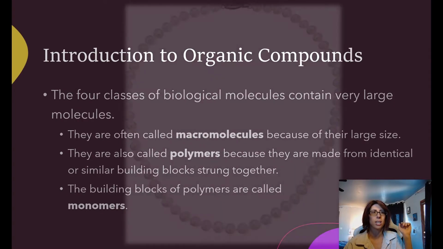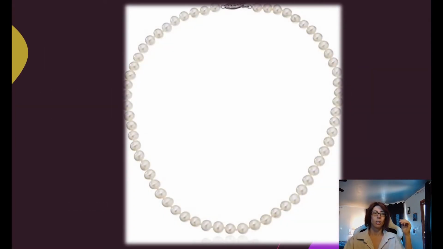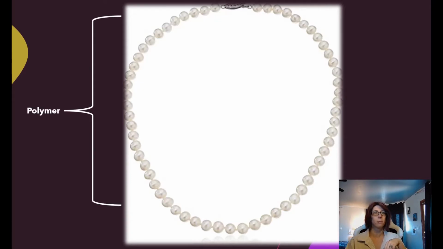And I like to use the analogy of a pearl necklace. So if a pearl necklace is a polymer, you could call it a polymer because it's made out of repeating subunits strung together. The individual subunits would be the pearls. Each pearl is a monomer, and all the pearls strung together, all the monomers strung together, creates a polymer, which is the whole pearl necklace. So that's sort of how most biological molecules are. There are these repeating subunits strung together like pearls on a necklace.